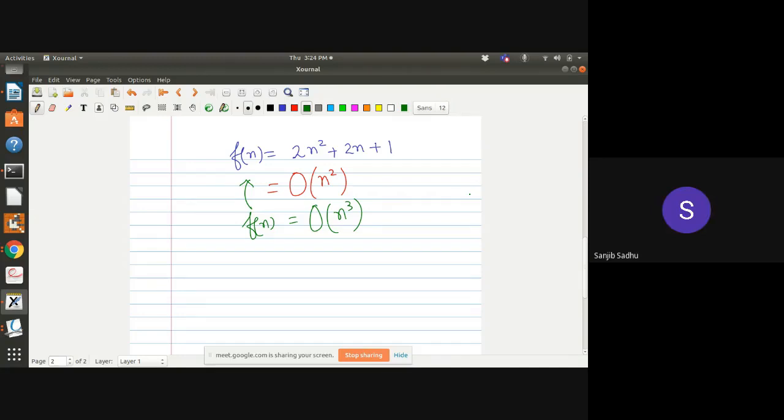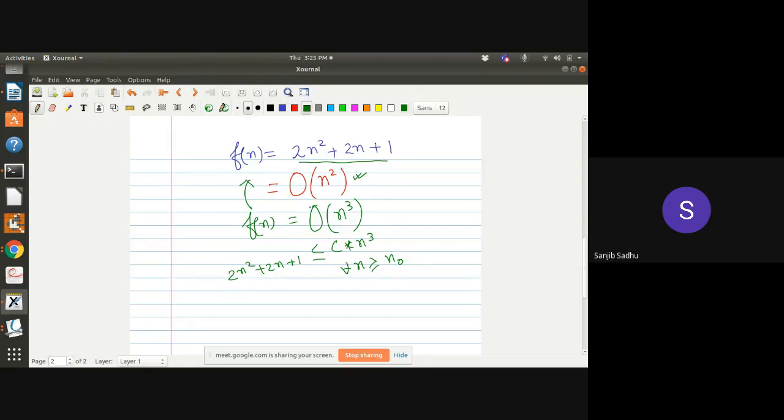He also can show that the expression 2n square plus 2n plus 1 is less than or equal to some constant times n cube for all values of n greater than or equal to some n naught. Yes, he is also correct. But we will take the other one, because we are considering the upper bound. Upper bound means Fn is not greater than this.